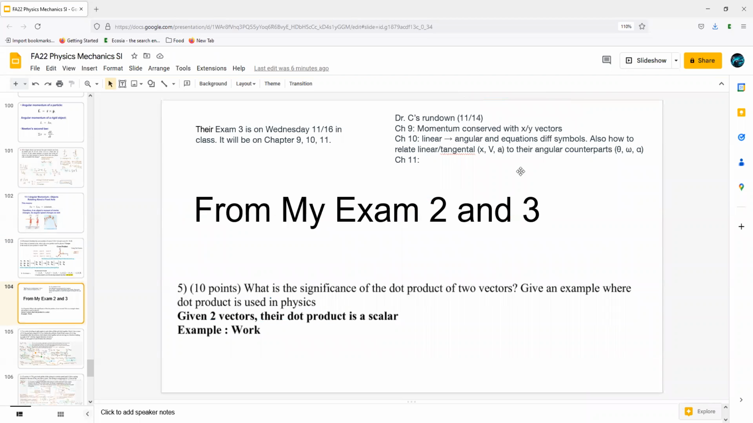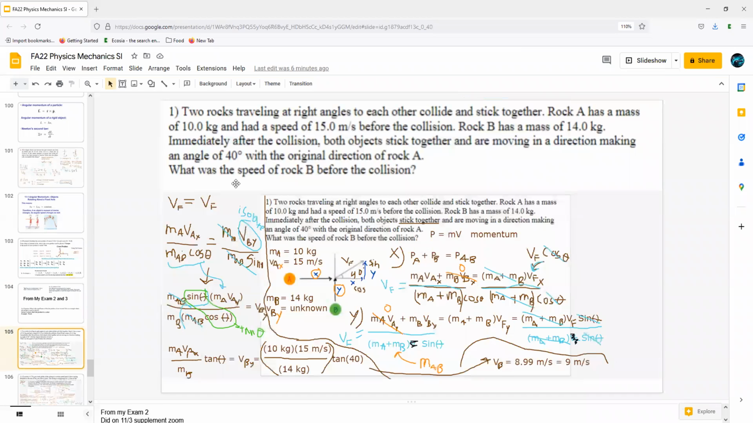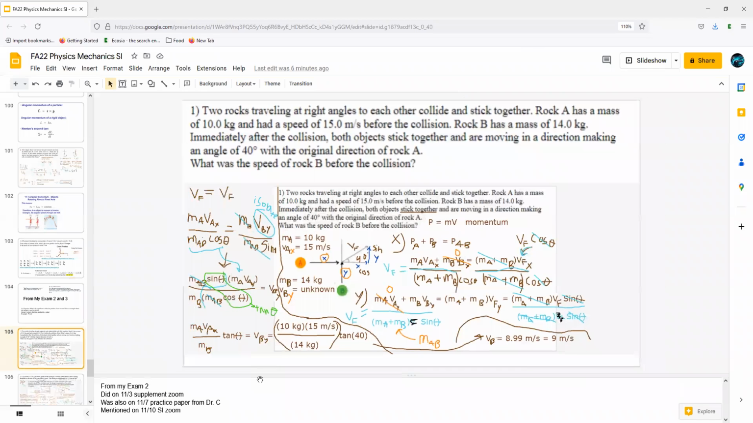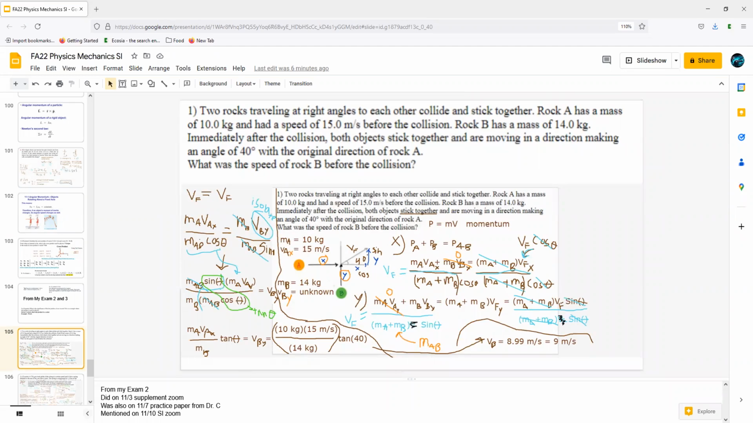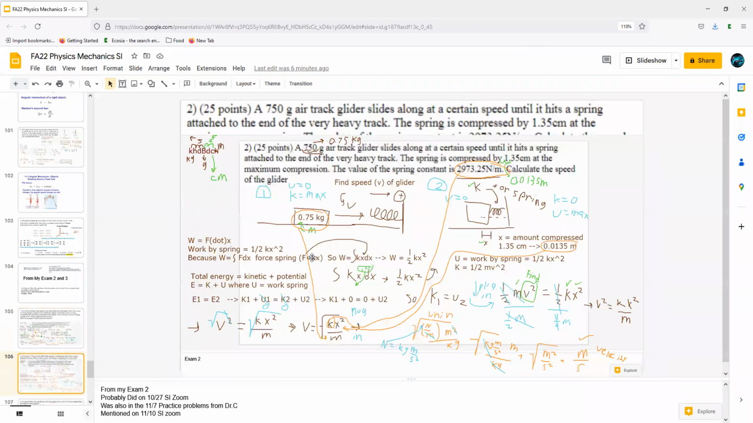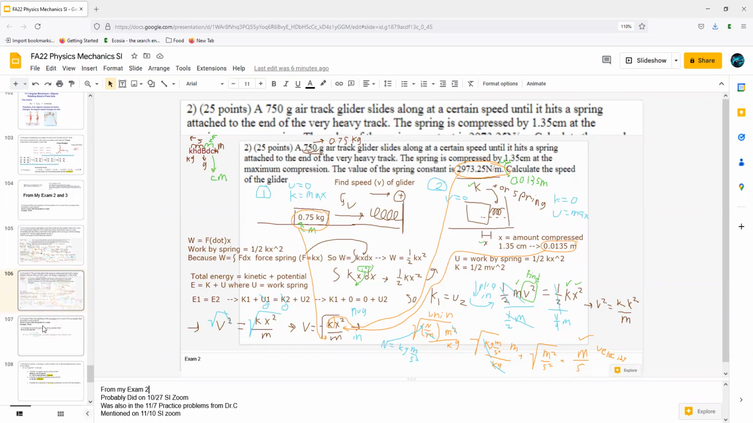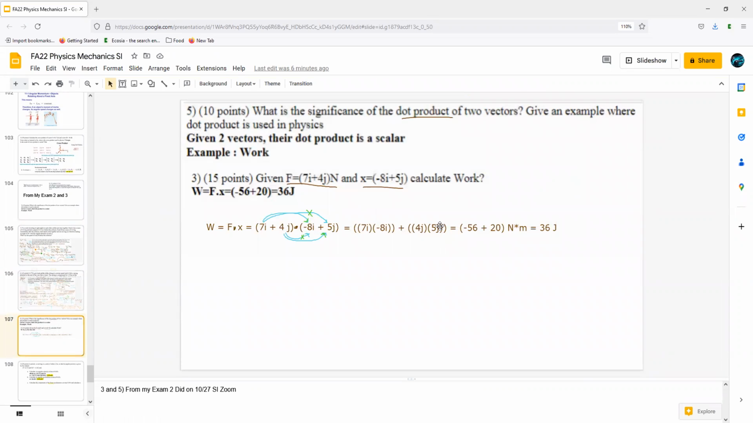So this is from my exam. This one you guys actually had; some of these I already did. This one I did on the 11/3 supplemental Zoom, and it was on your practice paper. This one too, I did on the 10/27 Zoom, and it was on the practice paper that she gave you. This one I also did on the 10/7. It's a dot product, however. You remember dot product: you just do I dot I is equal to 1, everything else is equal to 0. So you only multiply those.